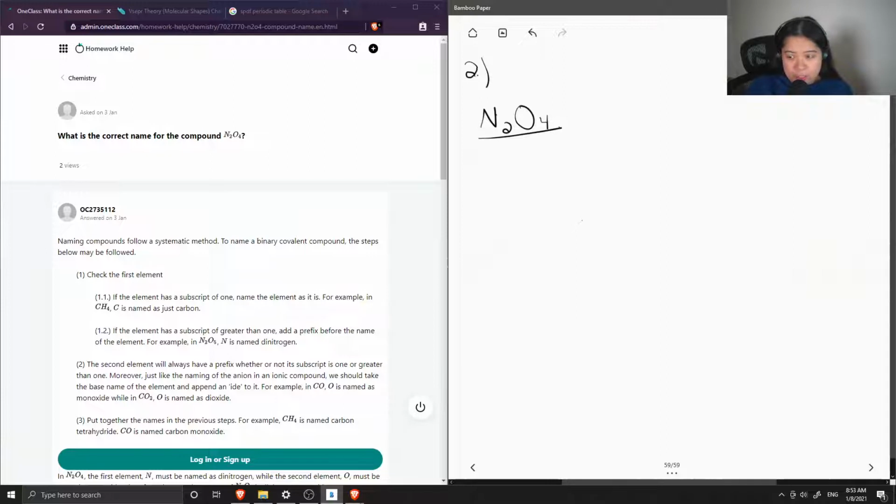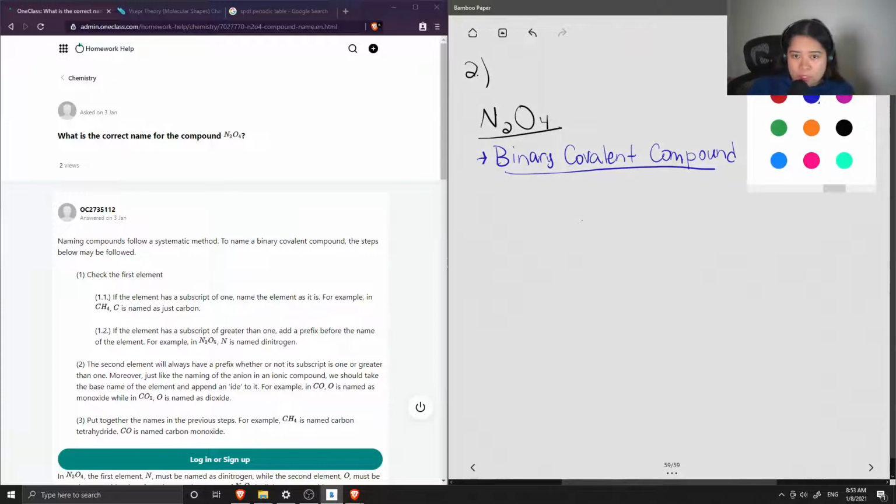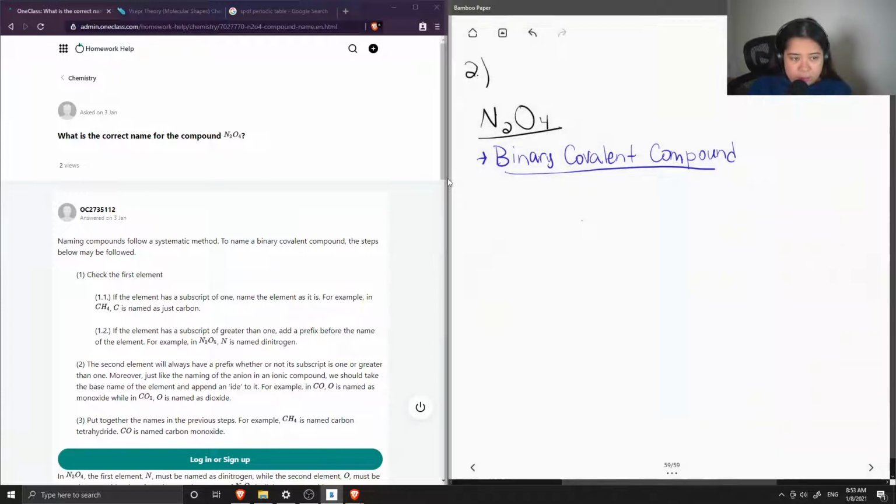So we have nitrogen and oxygen, which are 2 nonmetals. So this means we have a covalent compound. And since there's only 2 of them, we have a binary covalent compound. Okay, so since we know that we have a binary covalent compound, we can write out the rules on how to name these types of molecules.